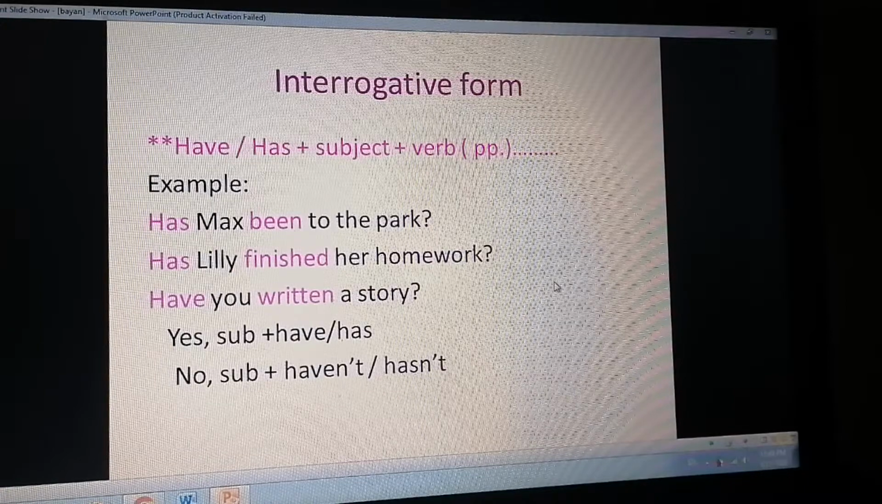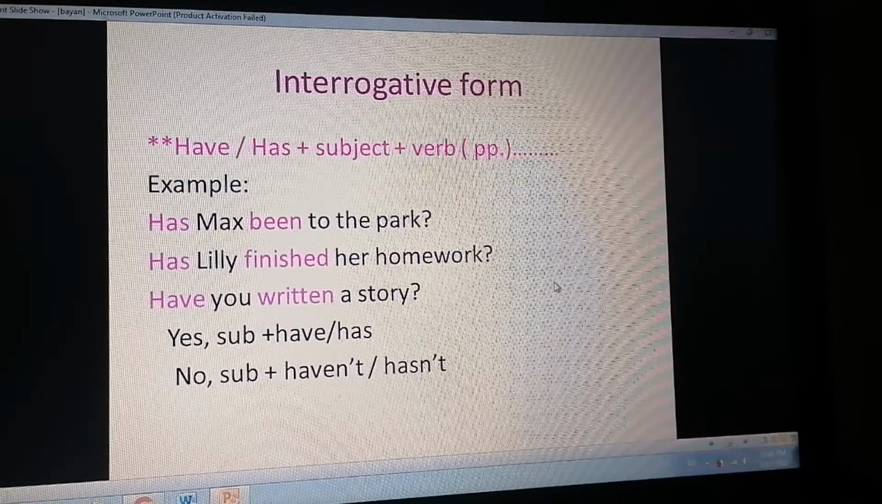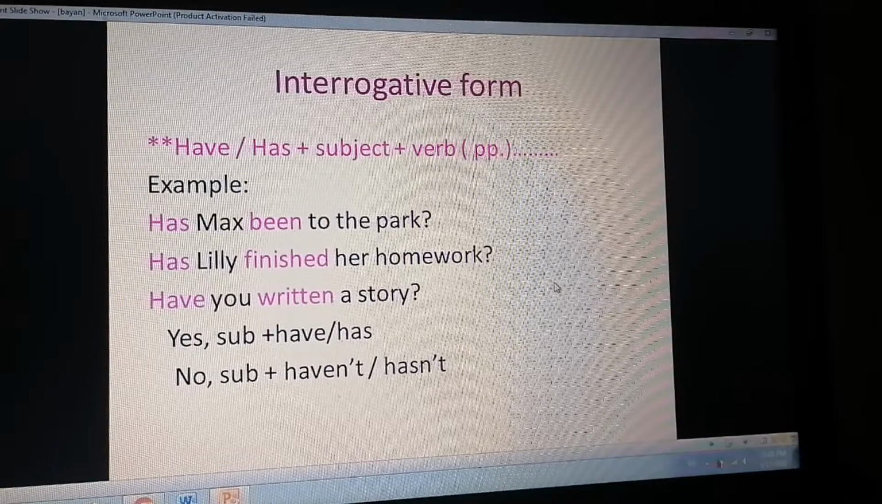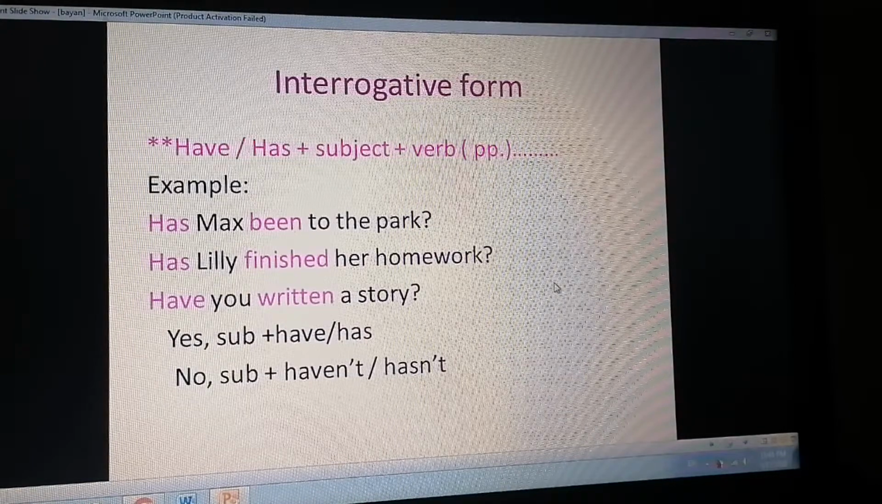Has Max, subject, been, verb past participle, to the park, complement of the sentence. Has Lily, subject, finished, verb past participle, her homework, complement of the sentence. Have you, subject, written, verb 3 or verb past participle of write, wrote, written, a story. If you want to answer yes, subject plus has or have. If you want to answer no, subject plus haven't or hasn't.